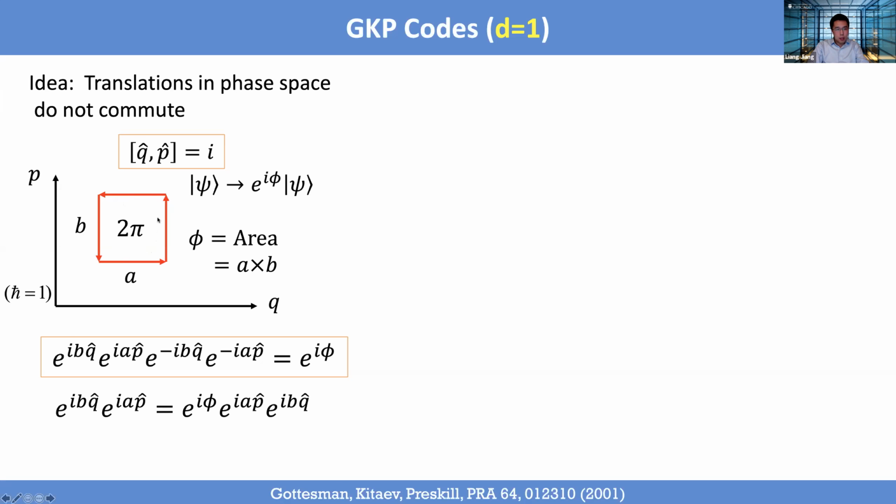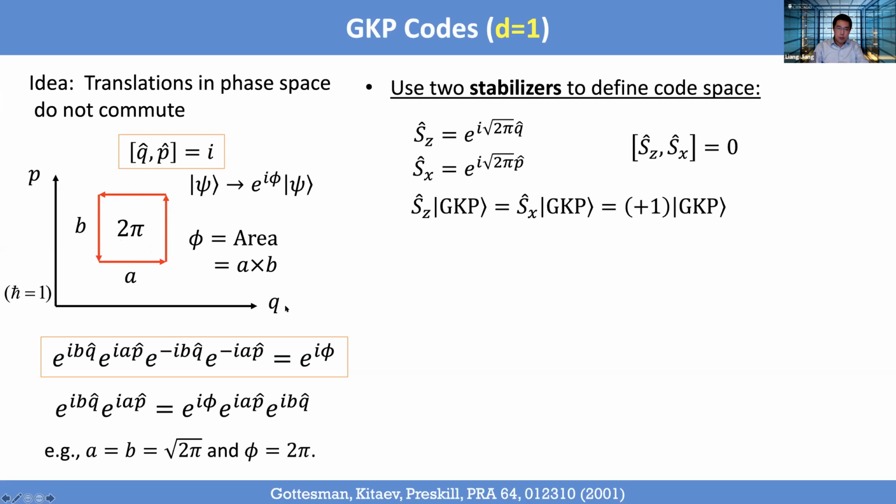Because the area corresponds to a geometric phase, and once that geometric phase is equal to 1, then it doesn't matter whether you displace left first or upward first; those displacements commute with each other. So for example, here you can define SZ and SX as displacements along the position or the momentum quadrature. By choosing the coefficient carefully, the enclosed area will be an integer multiple of 2π, and here we just choose it to be 2π. So they commute with each other.